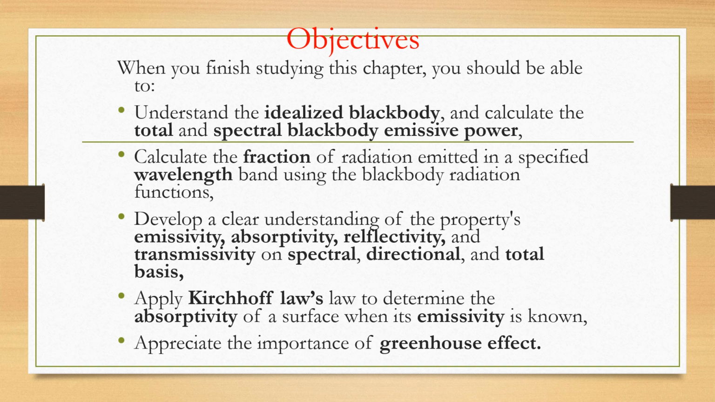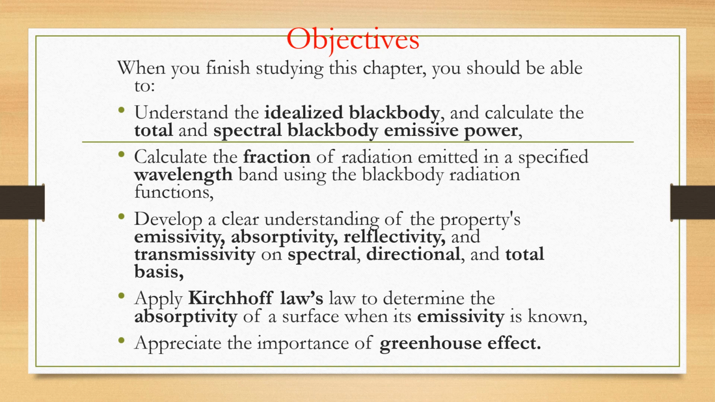These two terms do not have so many differences. Total blackbody emissive power means that we are evaluating the emissive power from 0 to infinity. Whereas for the spectral blackbody emissive power, we are calculating the blackbody emissive power at a specified wavelength, for example, 0 to 100 micrometer. That is the spectral blackbody emissive power. And second, calculate the fraction of radiation emitted in a specified wavelength band using the blackbody radiation function. You will understand this after this, okay?